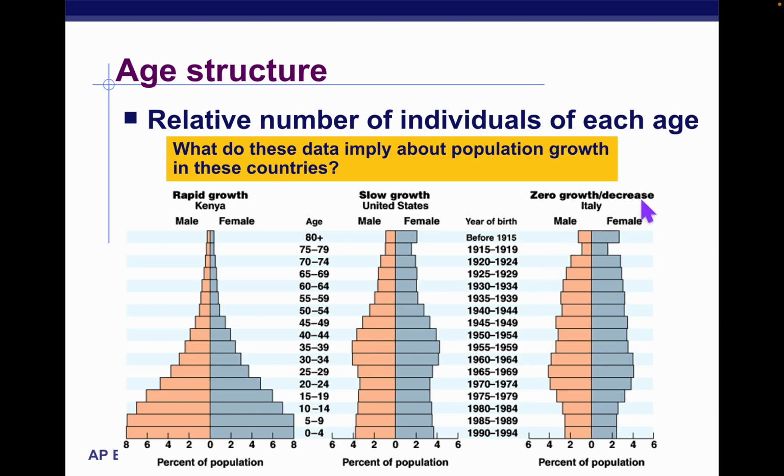But if we look at a zero growth or a decrease, we're looking at Italy here, for example. You see a slow birth rate. You see this high number of individuals in this middle age group here. And it looks like females, overall in the United States, live longer. But this is just showing us rapid growth, slow growth, and zero growth. And you can tell by birth rate here. The thing that happens in Kenya, though, is the death rate is quite young. And that's what you can deduce from this population graph.